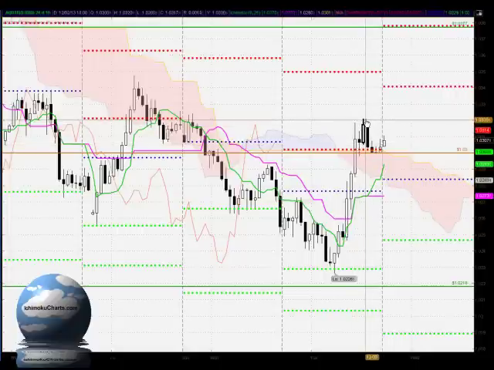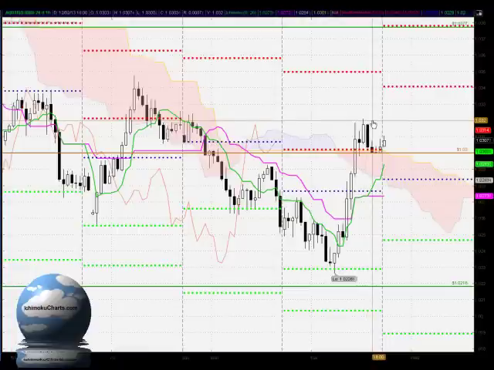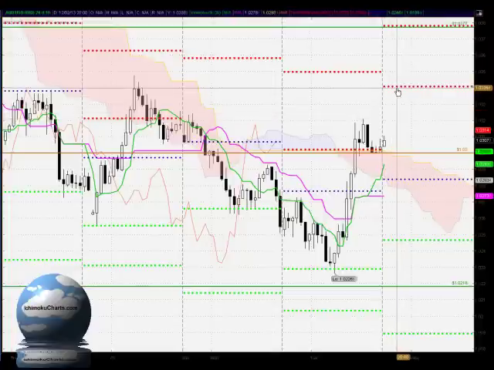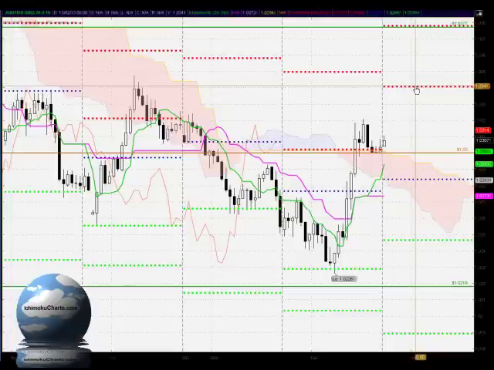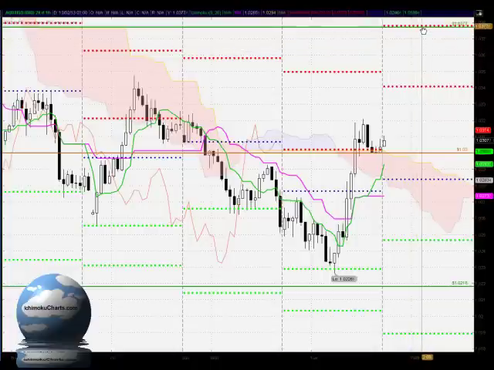Potential resistance around this 103.20 level if we do trade up to that level, so we do need to watch how the market reacts around there. But if the market can trade up through there, there is potential for the market to trade up to the first pivot point resistance level at around 103.40, and that will be potentially an area where we could see some selling coming in. If the market trades through there in a strongly bullish manner, we do have very strong resistance at 103.77. It's an important resistance level, and a level based on the second pivot point resistance here.